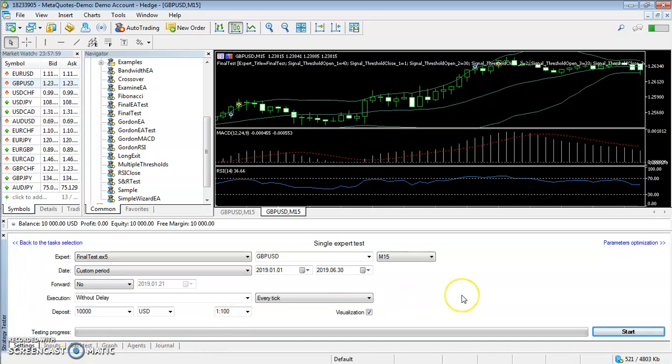So now we're back in the MT5 strategy tester. You can see here the same expert advisor that we used for our backtesting. The date we're going to use for our forward testing is between January 1, 2019 and June 30th, 2019. We're going to be using the GBP USD currency pair within a 15-minute time frame. We've set the execution to be without delay. Deposit's the same, $10,000 USD. Our ratio the same, and every tick. I'm going to skip through because it's going to take a while to finish.